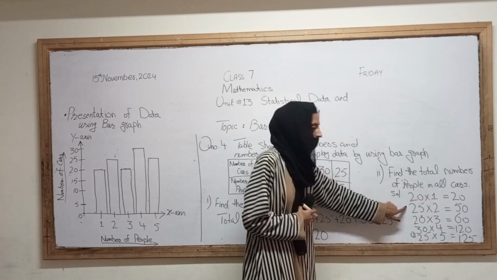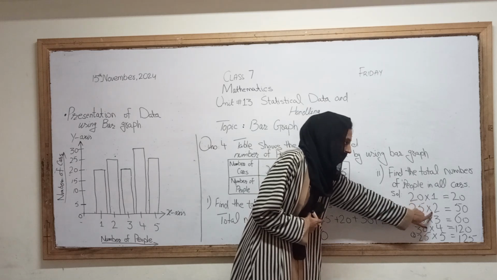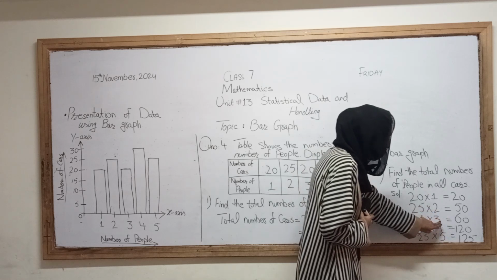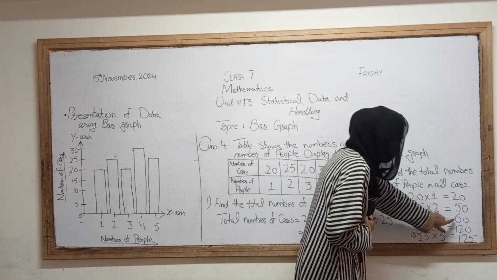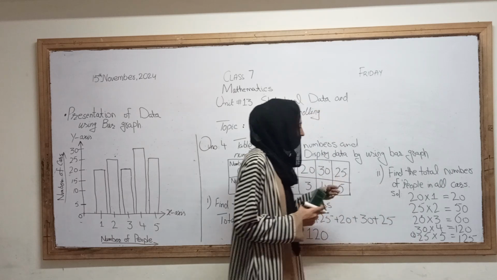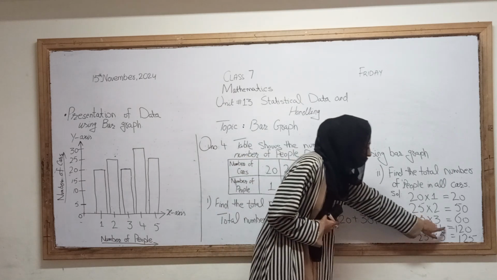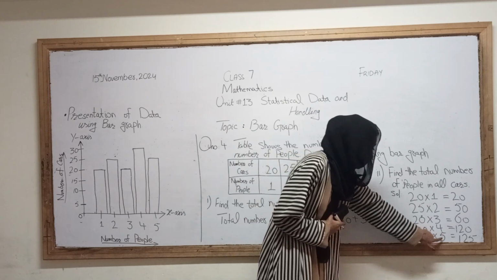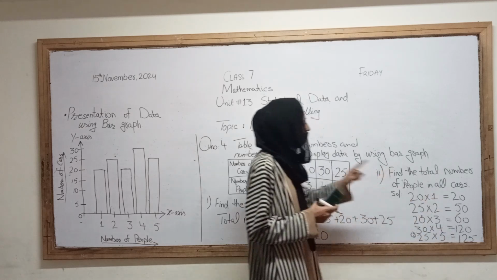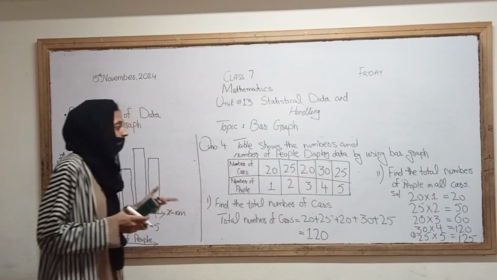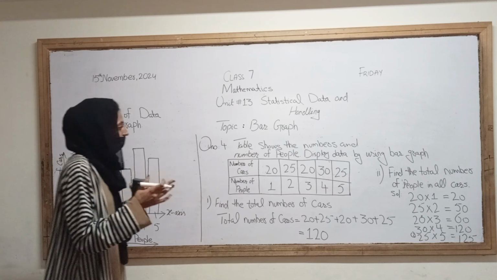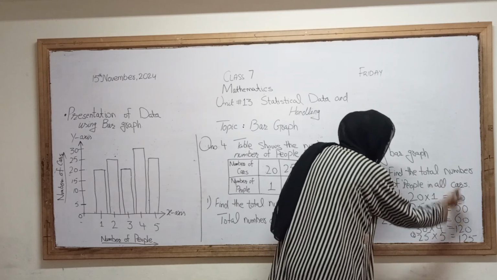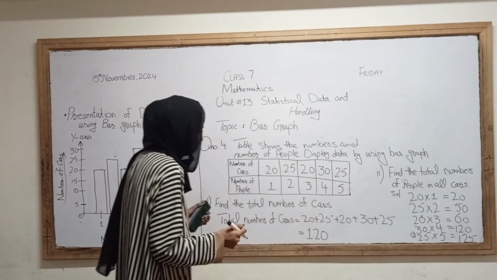So you know that there are 20 cars in which only one person is present, so it will give you 20. There are 25 cars in which 2 persons are present and it will give you 50. There are 20 cars in which 3 persons are present, so it will give you 60. There are 30 cars in which 4 persons are present, it will give you 120. There are 25 cars in which 5 persons are present, so it will give you 125. So you have to find how many people are present in all the cars. So what you will do now, you have to add them. Okay, add them.